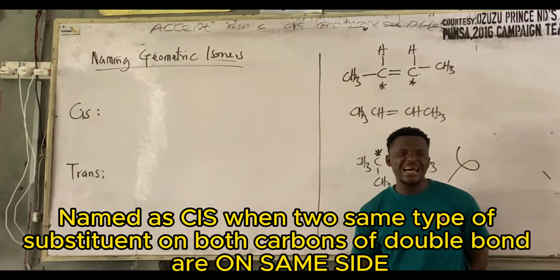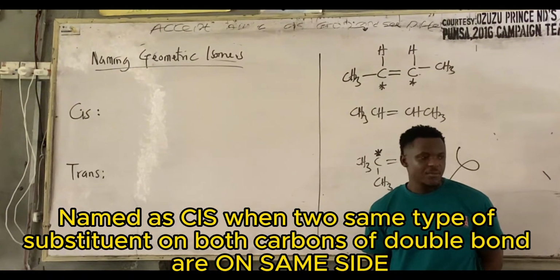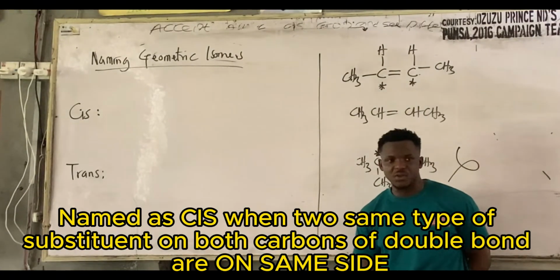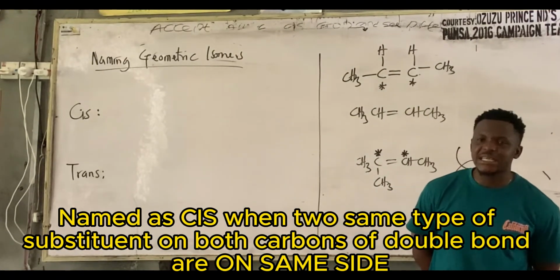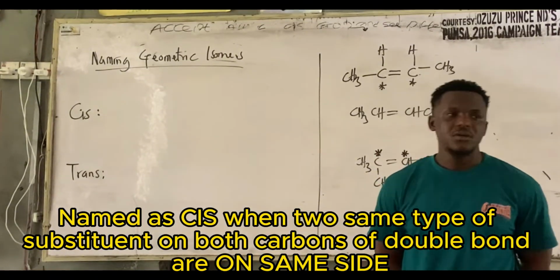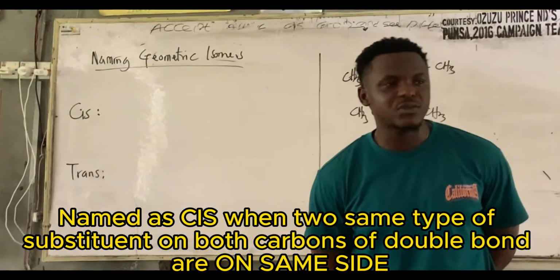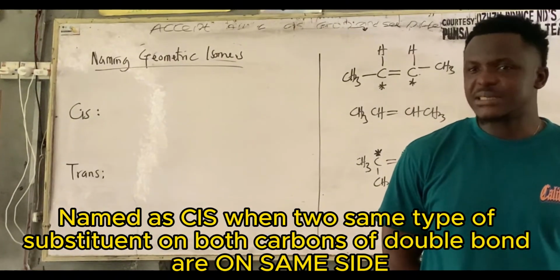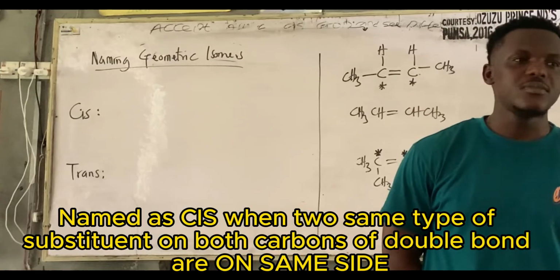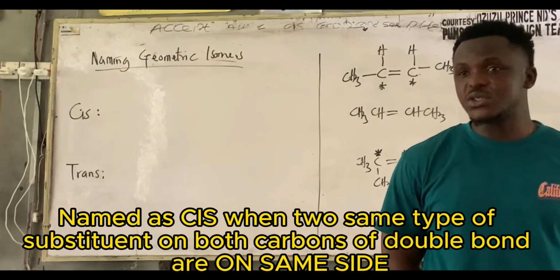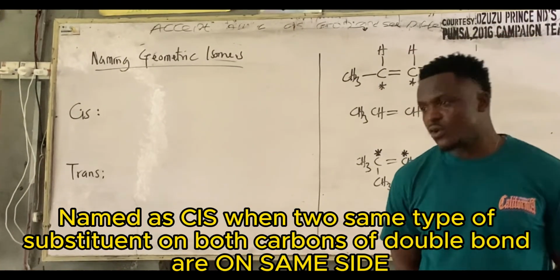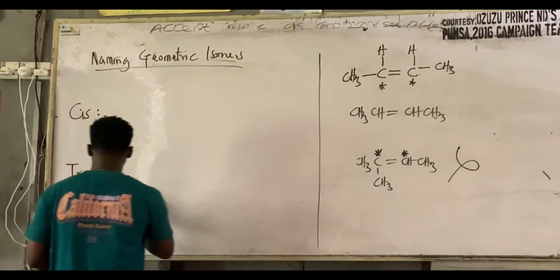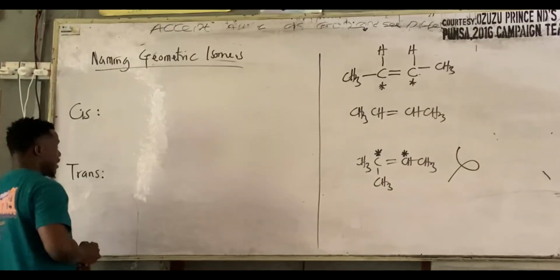are on the same side. Geometric isomers are named as cis when two same type of substituents on both carbons of the double bond are on the same side. That's it.